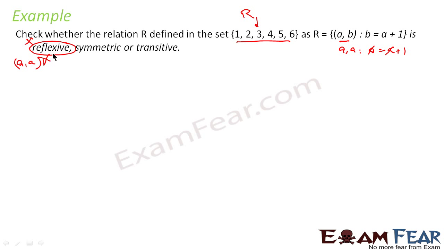Second is, we have to prove whether it is symmetric or not. To prove it is symmetric, we have to prove that if A comma B is a member, B comma A has to be a member. So if A comma B is a member, I am saying that B is equal to A plus 1. And if B comma A is a member, I am saying A is equal to B plus 1. Both are different. Thus we can say that if A comma B is a member, B comma A need not be a member, because both are contradictory actually, right? If I am saying B is equal to A plus 1, A is equal to B plus 1, both are contradictory.